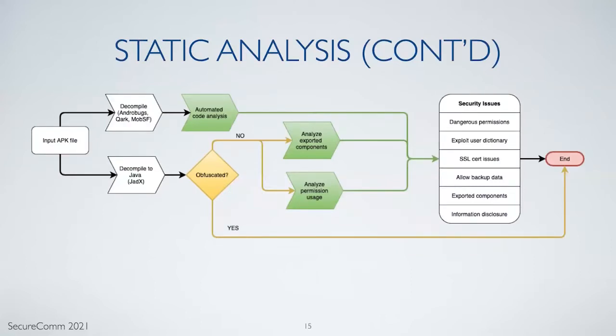For automated analysis, we have used state-of-the-art static analysis tools to look for generic vulnerabilities. For in-depth inspection, we use reverse engineering to discover permissions usage and the possibility of sending crafted intent to exploit exported components. We skip manual inspection if the code is obfuscated because of the absence of meaningful information in obfuscated code.